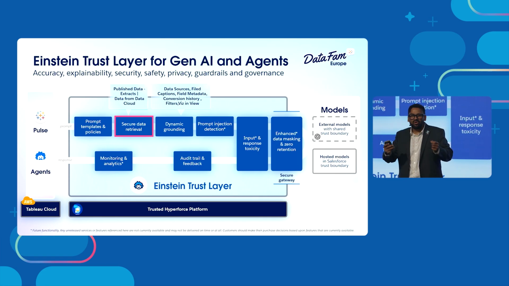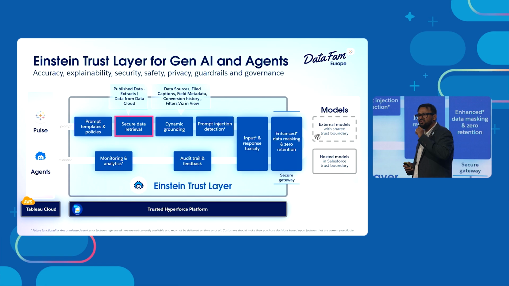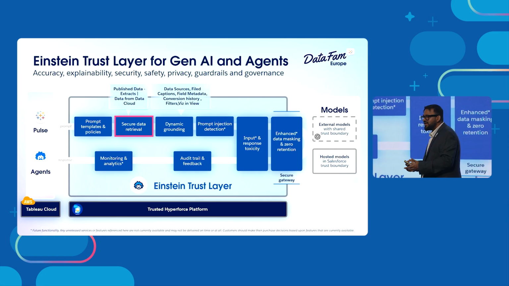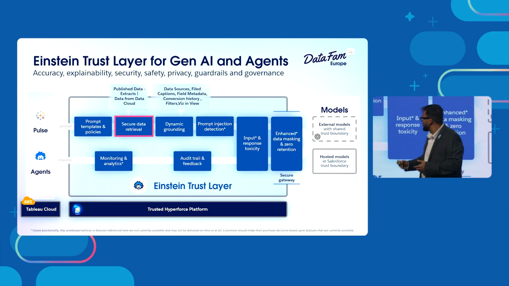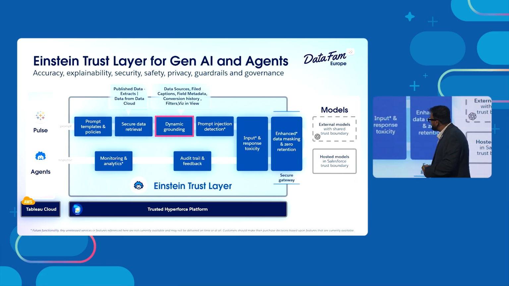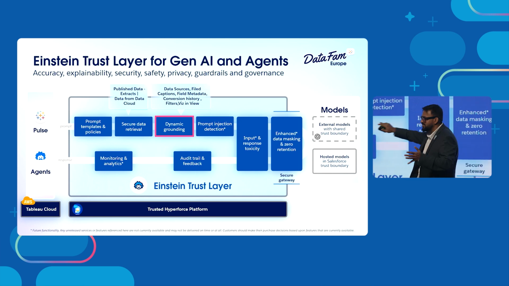Next up is our secure data retrieval. Like I mentioned, where is the data going to come from? Is it from your PDS? Is it from your Data Cloud? Is it coming from your own on-prem systems? Whatever data is being brought in has to be securely retrieved based on the permission sets that you have as a user. Once we get that information, we ground it into the system itself, and this is all happening as part of our Einstein Trust Layer.